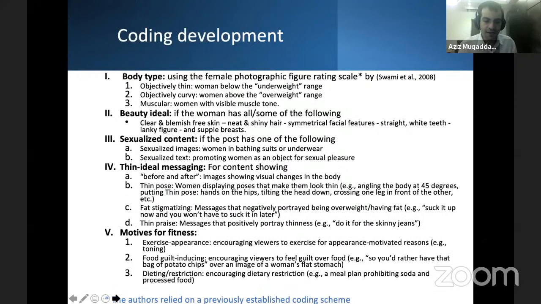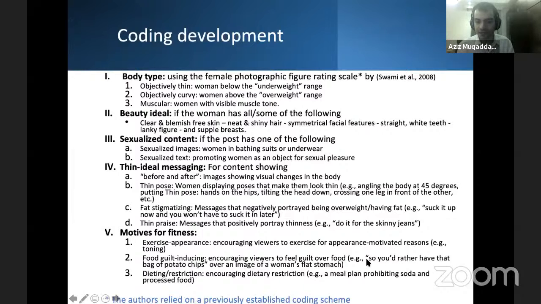Okay. And finally, the motive for fitness, which means what they're emphasizing when they are encouraging people to become fit. So it could be about emphasizing exercise for appearance purposes, for example focusing on muscle or toning. That's the thing they should look at. Or they have food guilt inducing, so that's another category, encouraging viewers to feel guilty over food.